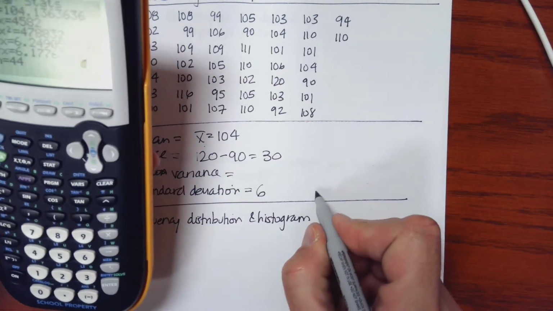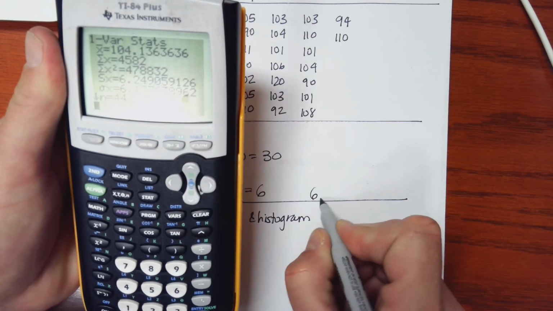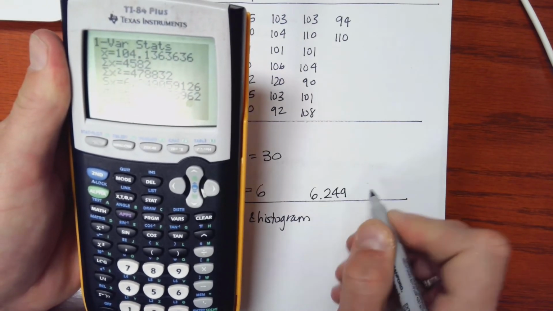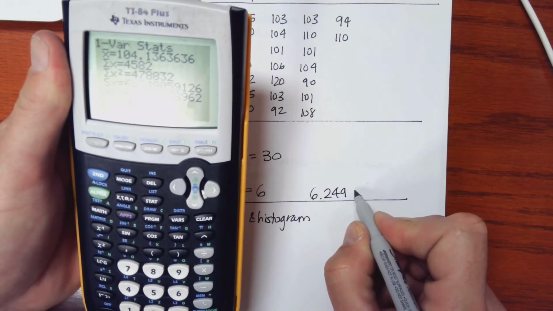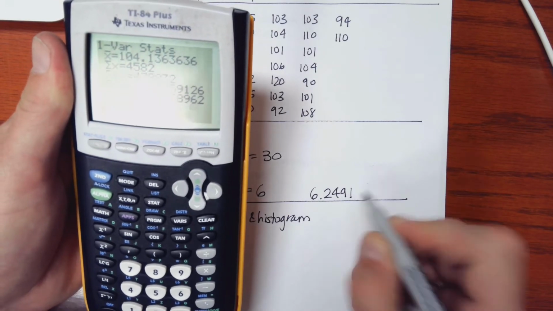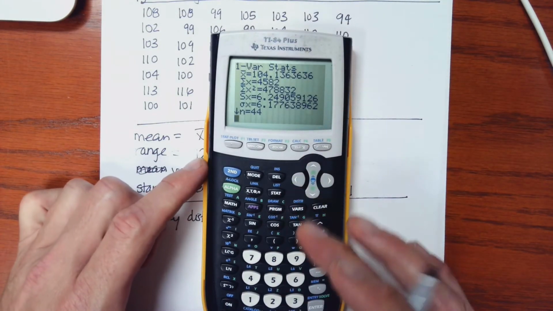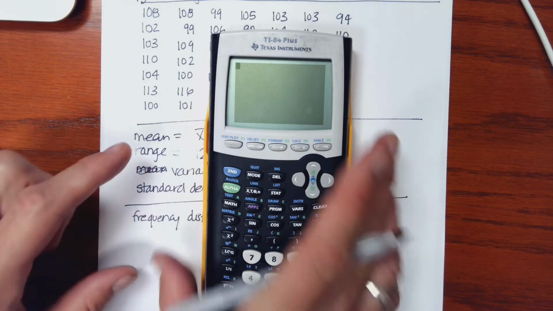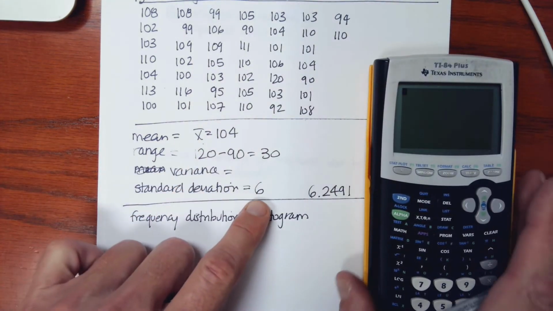Variance is the square of standard deviation. So actually, I'm going to backtrack a little bit and say this was 6.249, and then I'll round at the 4th decimal place. So I'm going to return to my home screen, and to get variance, I need to square this value.